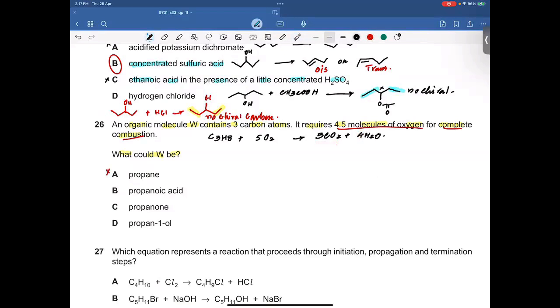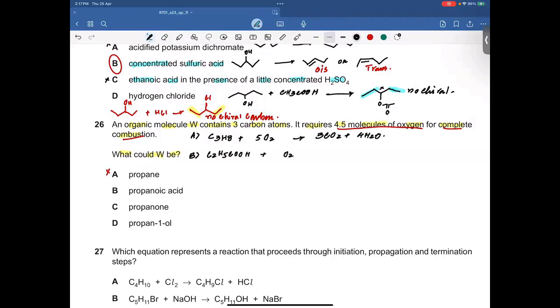Let's talk about propanoic acid. Propanoic acid is C3H7COOH. Propanoic, oh, that's butanoic acid. So it's going to be C2H5COOH.